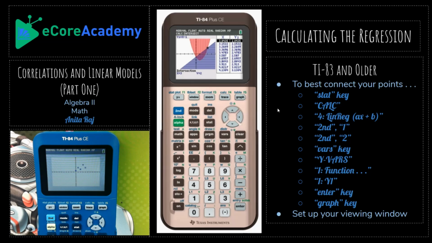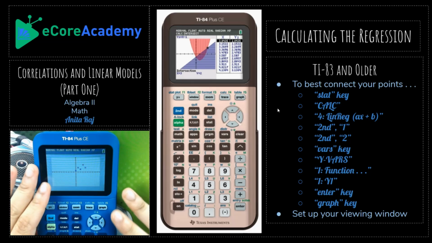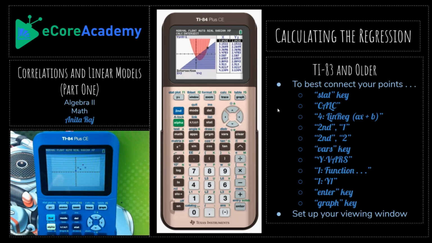And then you want to hit the vars key. Scroll over to the y vars menu. Hit 1 for function. Hit 1 for y1. Hit the enter key, and then hit the graph key, and then you'll be set. Again, because I don't have a TI-83, I can't demonstrate for you guys, but please feel free to pause the video and do that for yourself. These instructions will work. Just make sure you follow them in the right order.